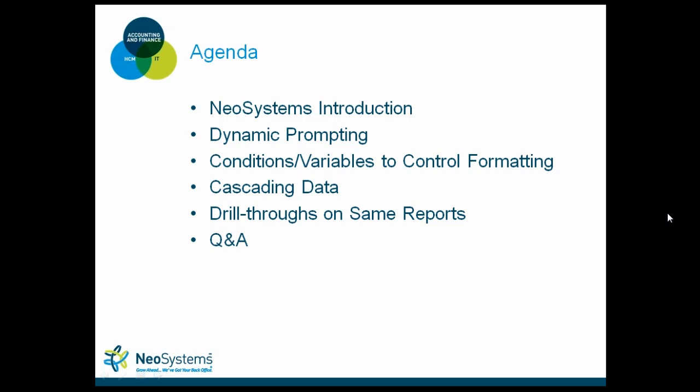Specific topics he's going to cover include conditions and variables to control formatting. This is a really great option that's out there to give you a visual look at how your data is currently sitting, as well as cascading data to show you how data from one prompt can flow through additional ones throughout the Cognos system. And then another great feature is definitely the drill-throughs on the same reports. So you can dive down to an extra level of detail and really give your managers and your business line owners a nice little snapshot into what's happening.